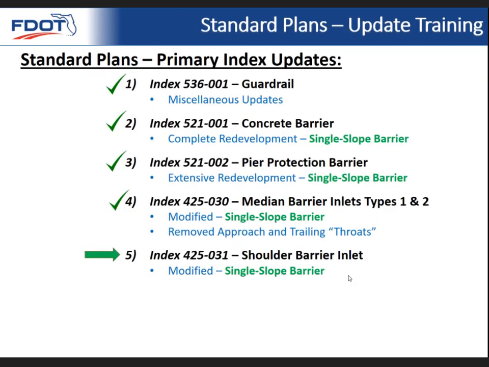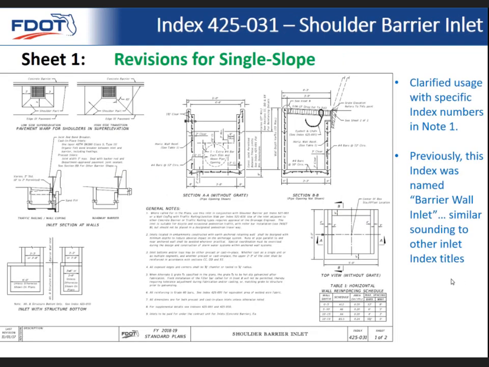Okay, moving on to shoulder barrier inlet. So this one's pretty quick. We just switched things to single slope. We clarified the usage. And I guess the major change is just changing the name of this index sheet. It used to be called barrier wall inlet, which is very similar to the 3 other types of inlets that work with barriers. So the usage really wasn't clearly distinguished with the index title, but now we've made an effort to do that.